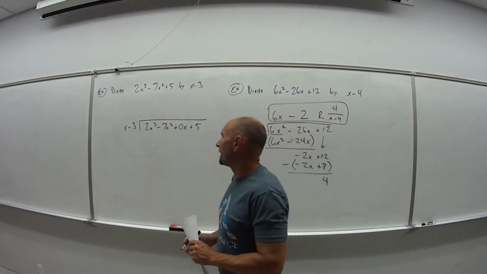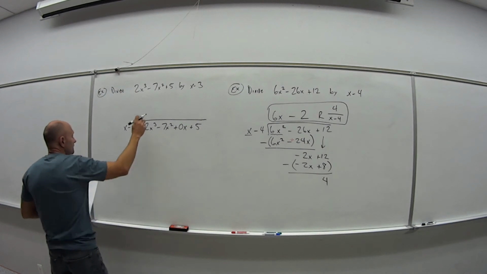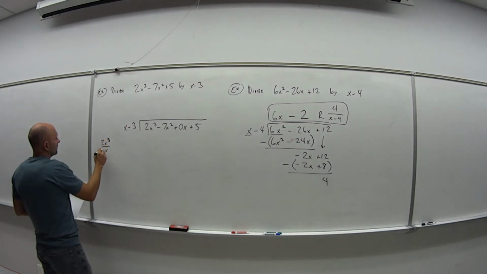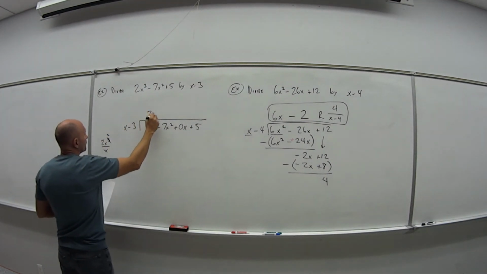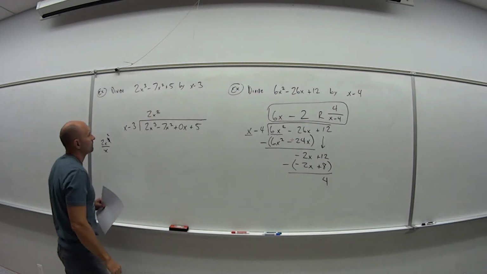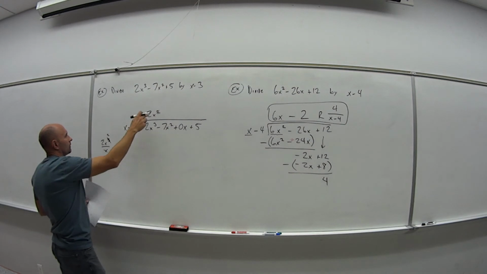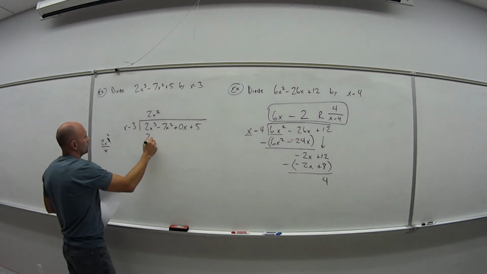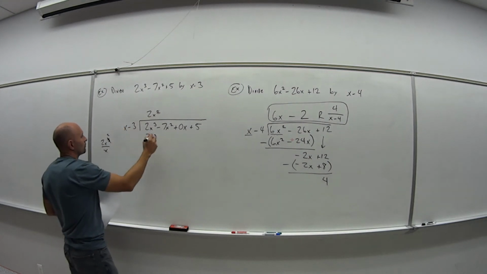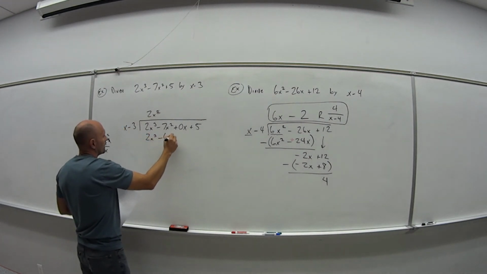All right, welcome back. So, figuring out this first term, we need 2x to the third divided by x. So this x cancels with one of these, leaves me with 2. So I get 2x squared. Multiply that around. 2x squared times x is 2x to the third. 2x squared times negative 3 is minus 6x squared.